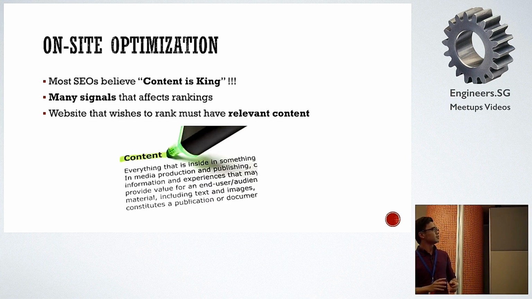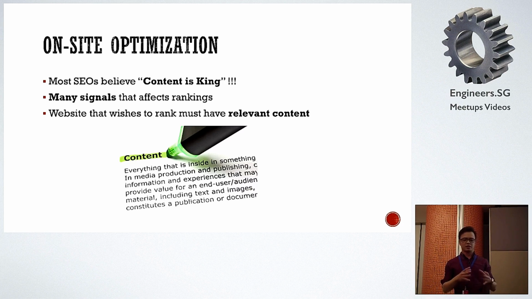Okay, so what is on-site optimization? Very quick explanation. Basically, on-site optimization is to have good content, because most SEOs believe that content is king. So good content. There are many factors affecting ranking, but what do I mean by good content? You go to websites, and some websites are just blank pages. You don't have a lot of quality content or anything that is useful for you.